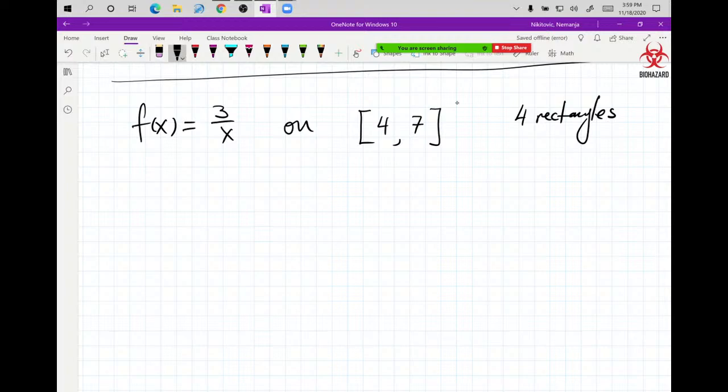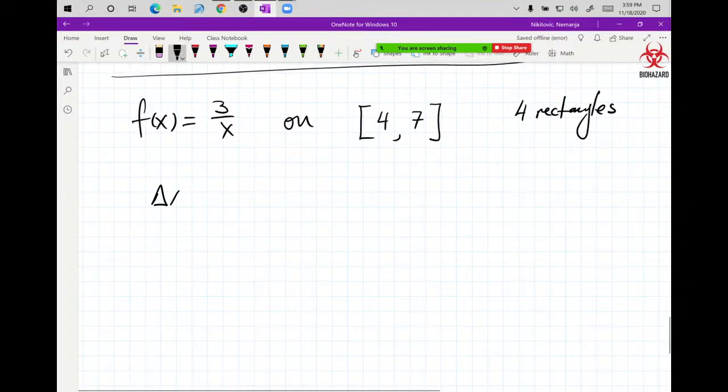All right, let's take a look at this together. So for our delta x, and we always start with the delta x calculation, it's 7 minus 4 divided by 4. That's 3/4. Now, whether we're going to keep it as 3/4 or we're going to put 0.75, whatever, right?